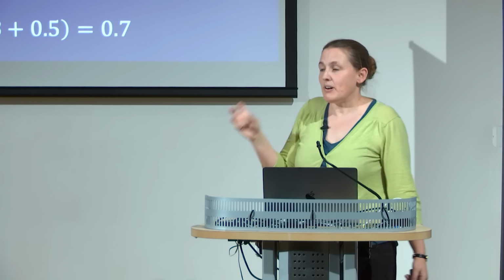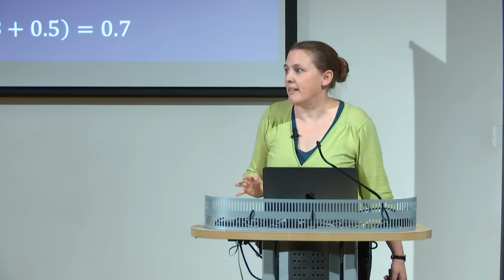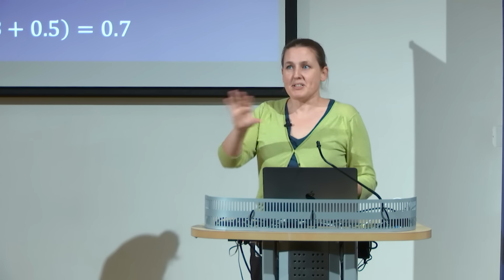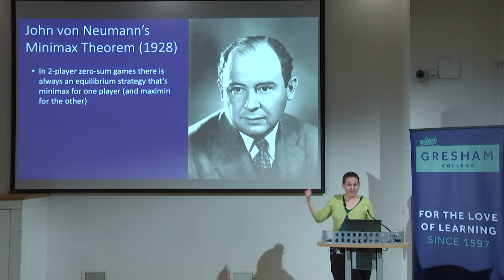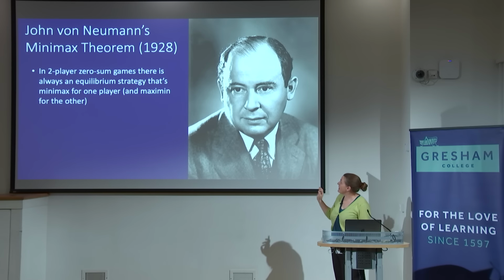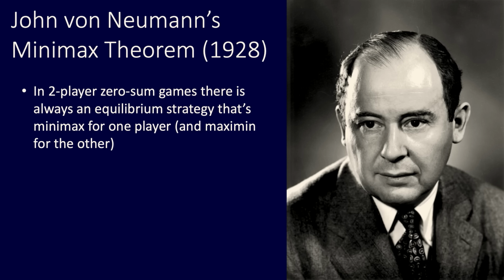And the question is, is there ever an equilibrium point? Is there a time when you've refined your strategy, you've got the percentages just right, so that if you were to change that, you can't improve your outcome? And here's where John von Neumann comes in, and he proves something called the minimax theorem, which says in a 2-player, zero-sum game, there is always going to be an equilibrium strategy that's minimax for one player and maximin for the other. In other words, you're getting the best of the worst-case scenarios if you're one player, and the reverse of that if you're the other player.